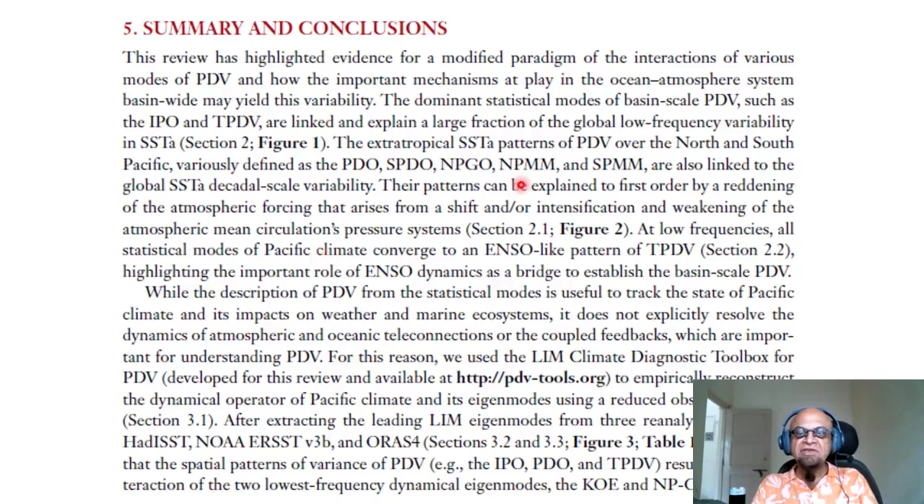The dominant statistical modes of basin scale PDV, such as the IPO and TPDV, are linked and explain a large fraction of the global low frequency variability in SSTA, as we saw before. But you can expect that Pacific is the largest ocean. It's got a lot of ability to hide away the heat content, and has ENSO in the tropics, which has global reach. So the decadal variability cannot stay within the basin. It has to reach out to the global scales.